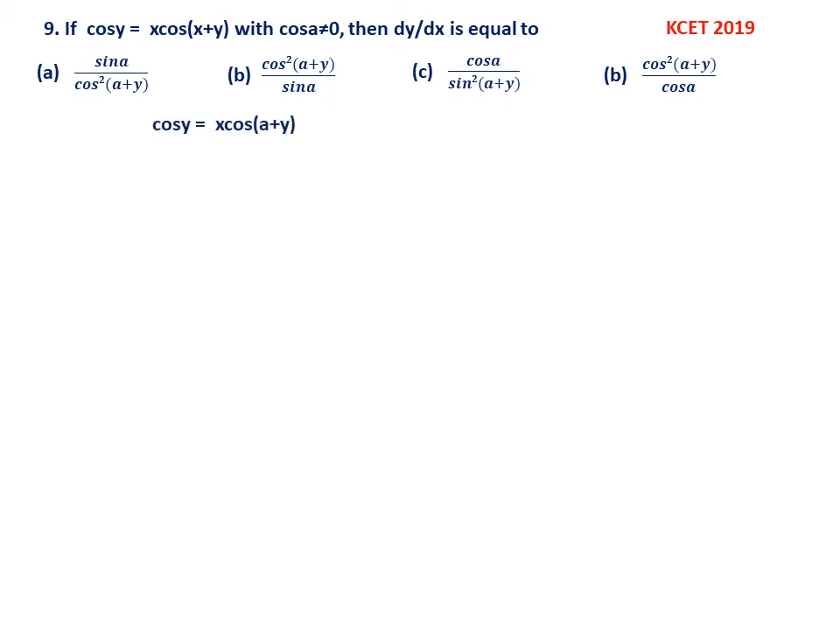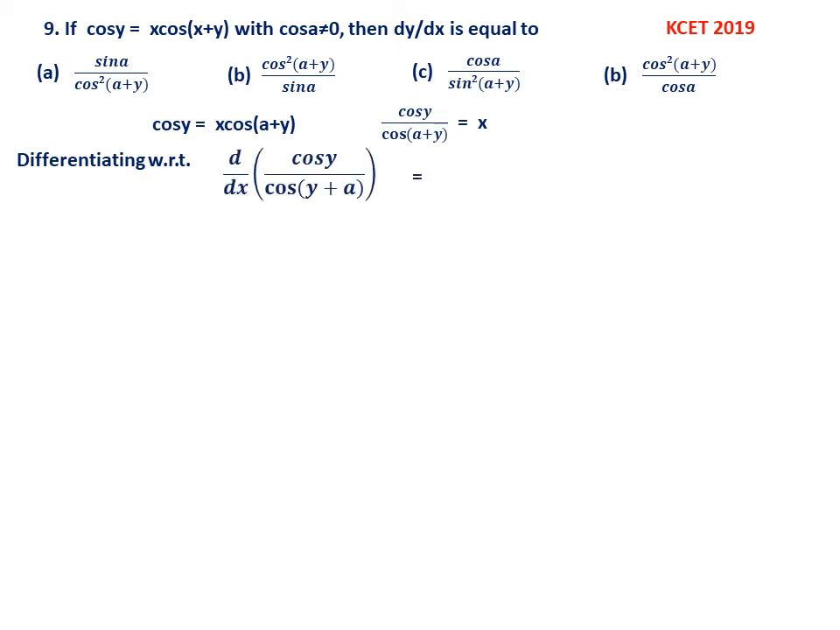Now consider this: cos y equal to x cos of a plus y. Directly differentiating this, we can get the answer dy by dx. It is not difficult, but it is very lengthy. The shortcut procedure is like this. What you do is cos y by cos of a plus y equal to x. So take cos of a plus y to the left side, cross multiply. Now you differentiate, you get the answer easily.